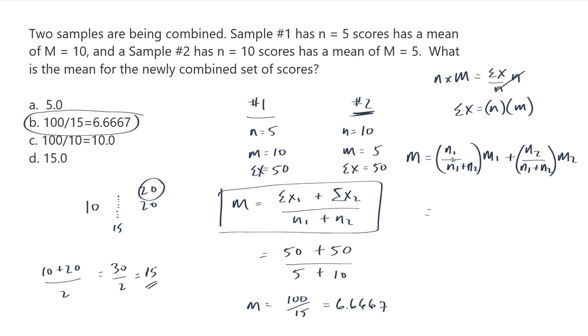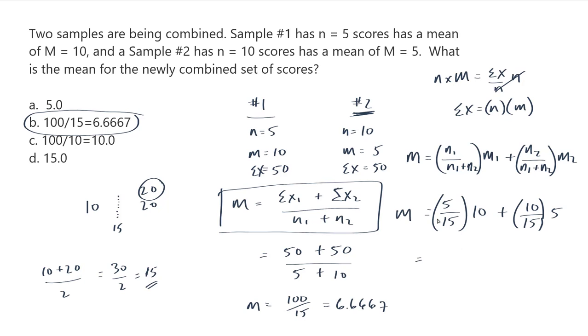So this one ends up being what? 5 over 5 plus 10, 5 over 15, and my first mean is 10. Add this to the second sample size, which is 10, total sample size is 15, and then this is multiplied by the average of 5.